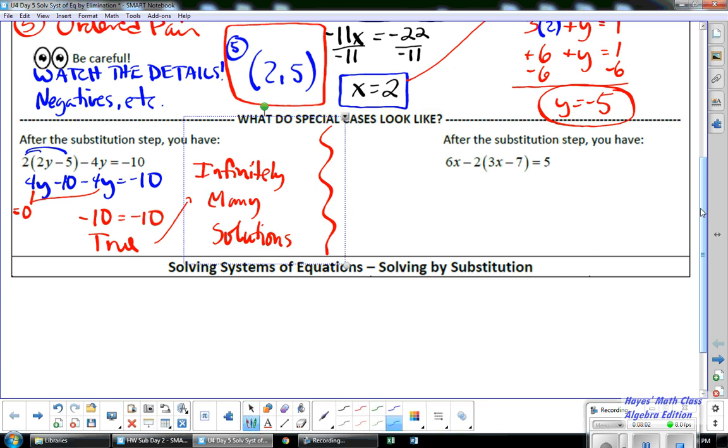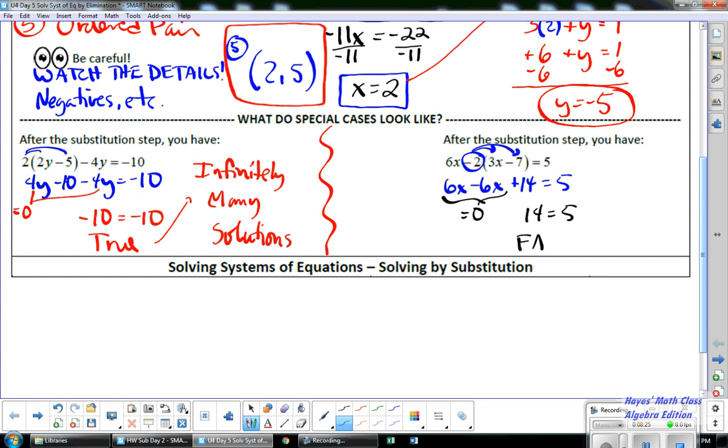Over here, same idea. Distribute out the negative 2. And again, this would be an example where you watch your details. We're distributing a negative 2 here, so it's going to turn out to be 6x minus 6x plus 14 is equal to 5. Again, these are going to equal 0 here. So I get 14 is equal to 5. That is false. Remember, when you get a false statement when the variables disappear, that means you have no solutions.